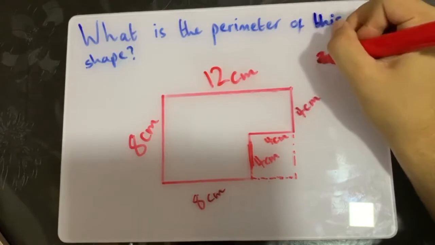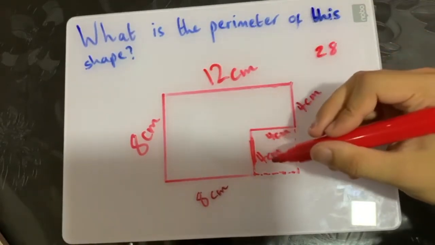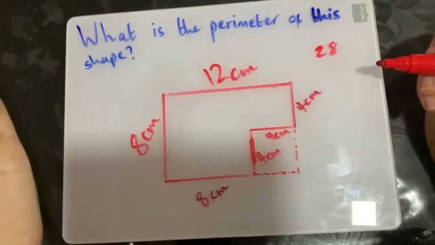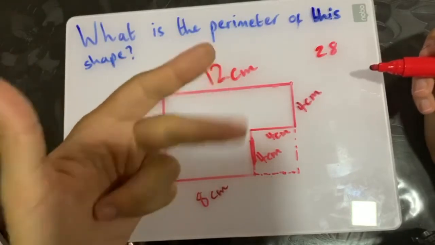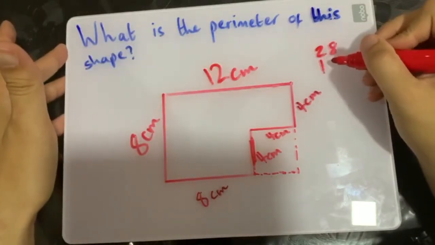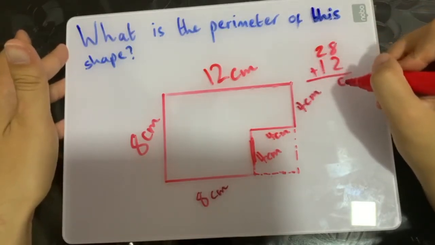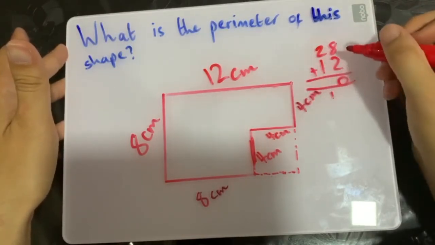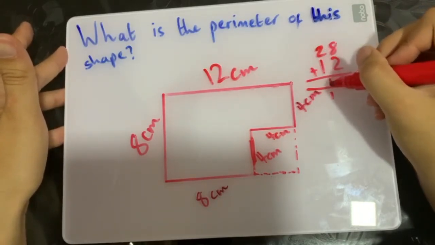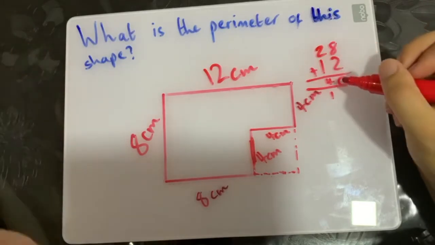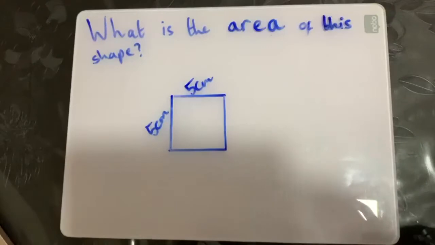So I'm going to write that here to remember. And now I need to do 4 plus 4 plus 4. And I know my 4 times tables, so I'm just going to do 4 times 3, which is 4, 8, 12. So I've got 28 and 12. I'm just going to add those up. 8 plus 2 is 10. So I'm going to hold the 1 there. And then I've got 2 plus 1, which is 3. And then I'm going to add the 1, which is 4. So the perimeter of my shape is 40 centimeters.